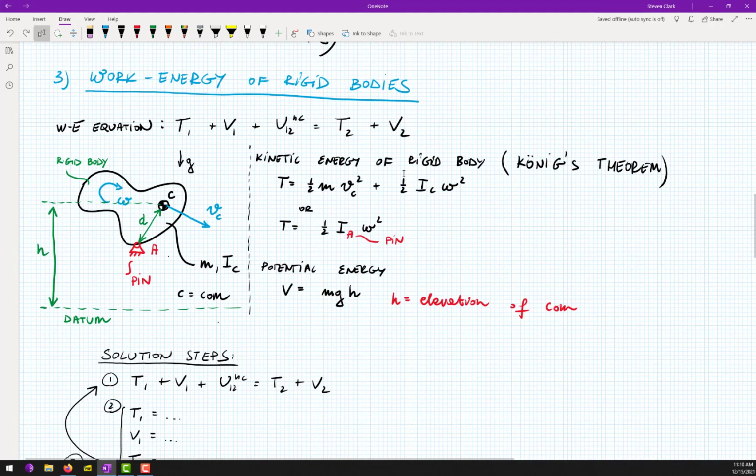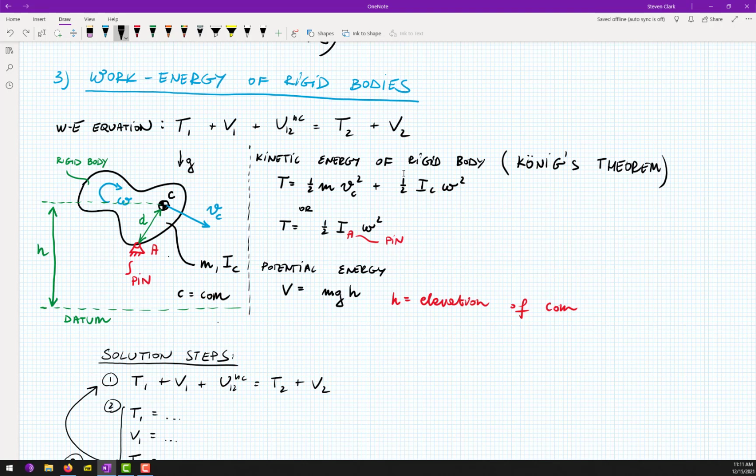So when it comes to work energy of rigid bodies, we will just go for our old good friend, this expression: T1 plus V1 plus U12 non-conservative is equal to T2 plus V2. Another question is, what is the difference between this expression for particles and rigid bodies? There's not much difference besides maybe two. First of all, the question is how to calculate the kinetic energy of rigid body.